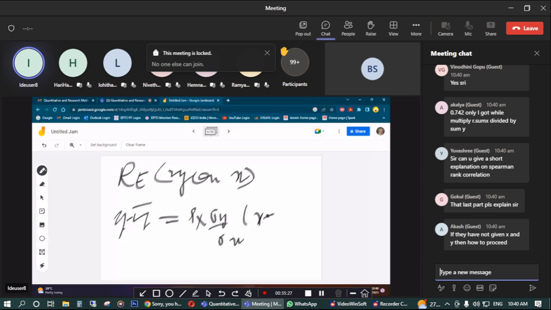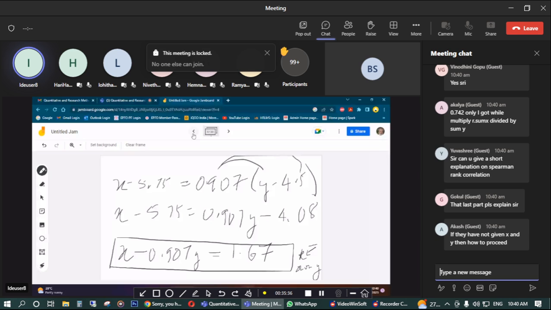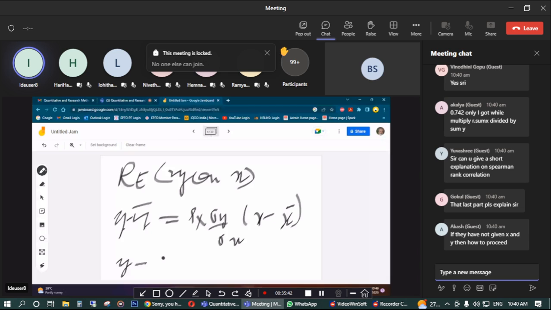So what is y minus y bar? What is y bar? 4.5. Y minus y bar is equal to r, minus 0.52, multiplied by sigma y, 2.69, divided by 3.84, multiplied by x minus x bar. X minus 5.75.